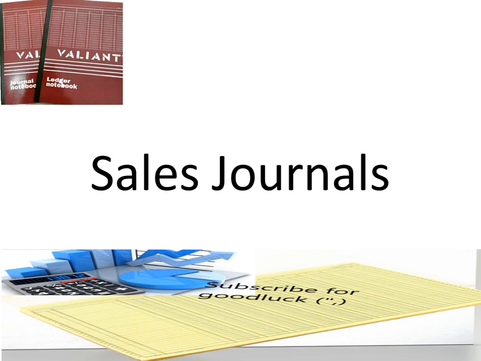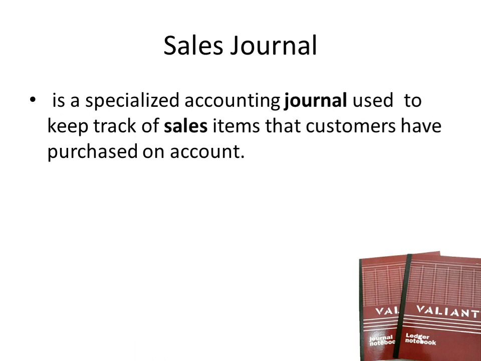So we have now the sales journal as one of the specialized journals. We already finished the purchase journal. So what is a sales journal? Sales journal is a specialized accounting journal used to keep track of sales items that customers have purchased on account. So take note, sales journal only includes those purchases that are on account. That's why in some cases the BIR won't ask you to have a sales journal if you are a sari-sari store or a small time business owner.